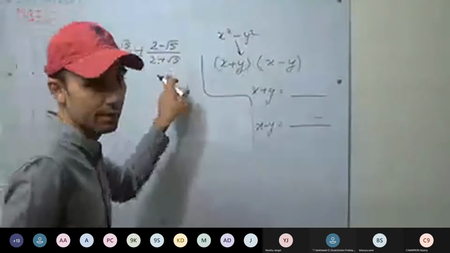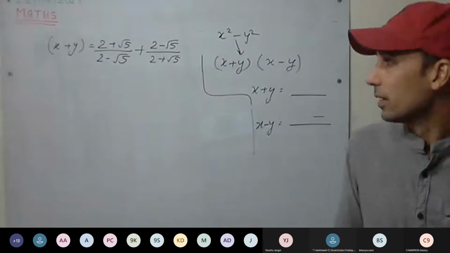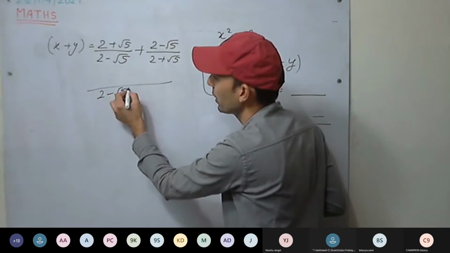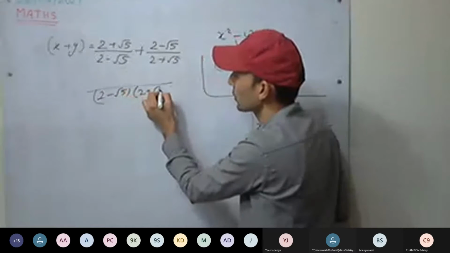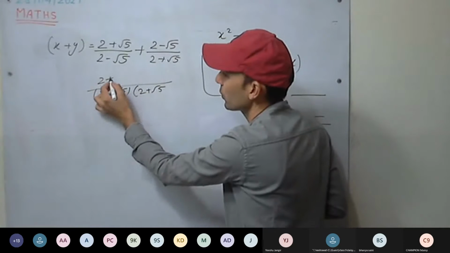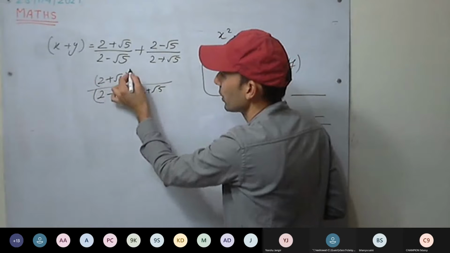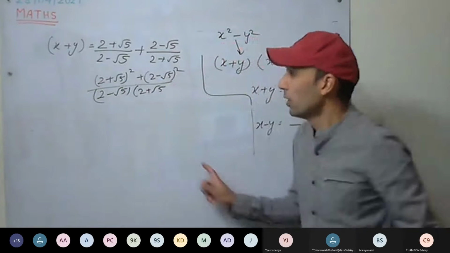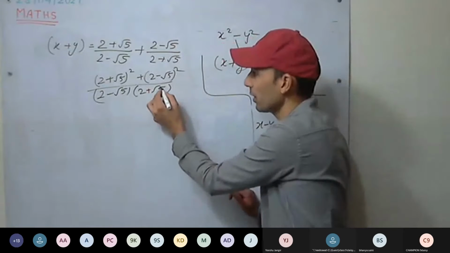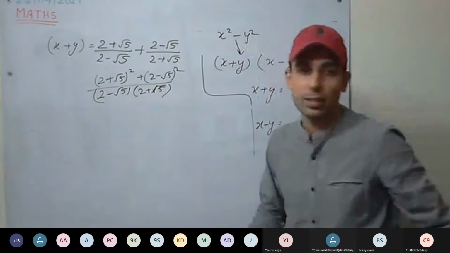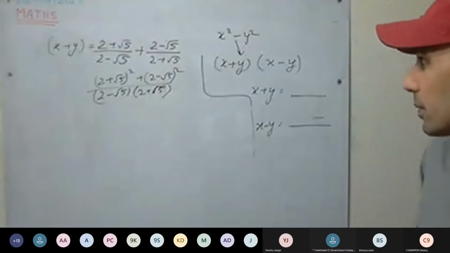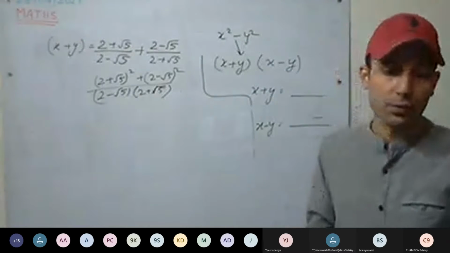This will be, take the LCM: 2 minus root 5 into 2 plus root 5. Here we have 2 plus root 5, the whole square, plus 2 minus root 5, the whole square. Solve this one and tell me the answer. Everybody start solving in your notebook and tell the answer of x plus y.